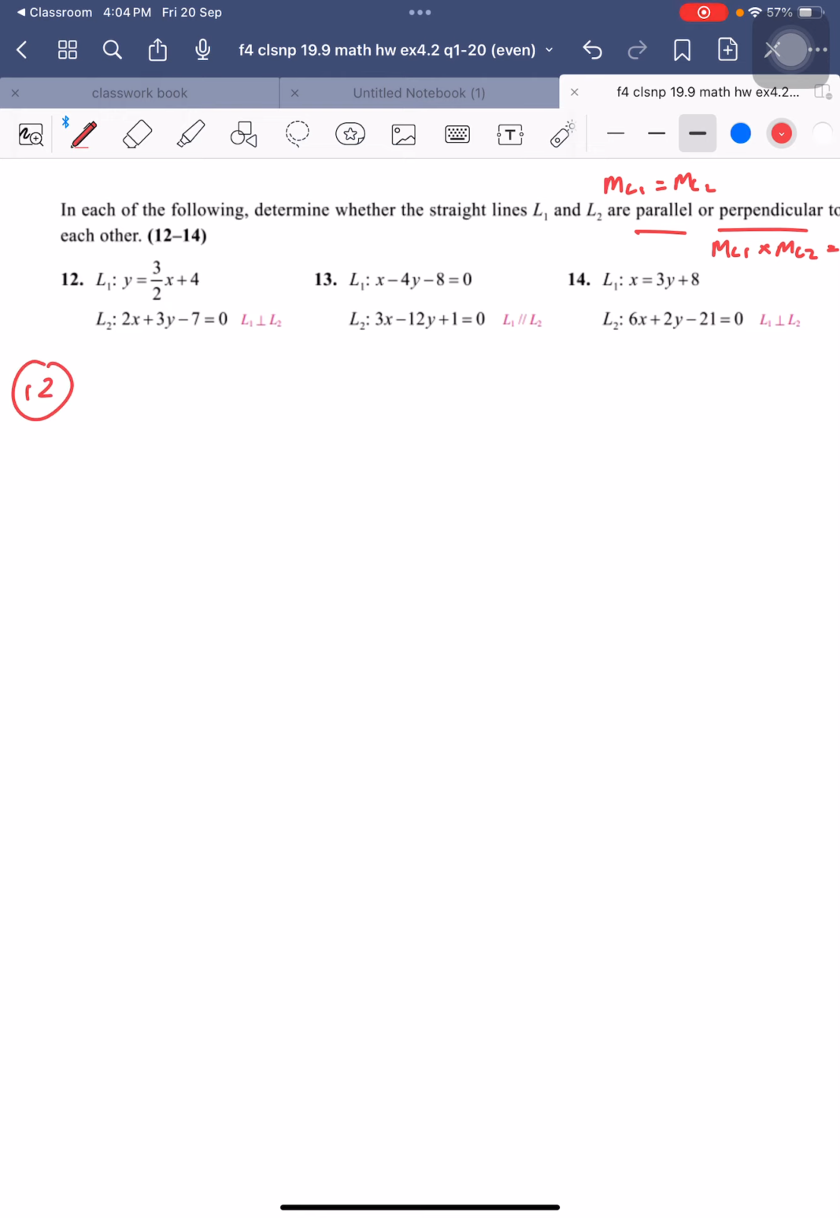So for question 12, we have L1: y equal to 3 over 2 x plus 4. You can see from here this is y equal to mx plus c, so the slope m_L1 is equal to 3 over 2. And then for L2, this is a general form. We have 2x plus 3y minus 7 equal to 0.